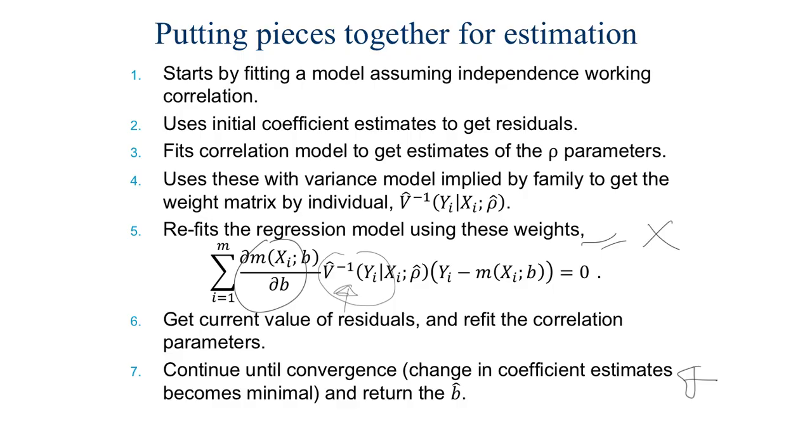The next phase is, okay, now it has to get the inference. It has to go back and estimate this, no longer assuming the working correlation, but assuming nothing, to get the robust standard errors.